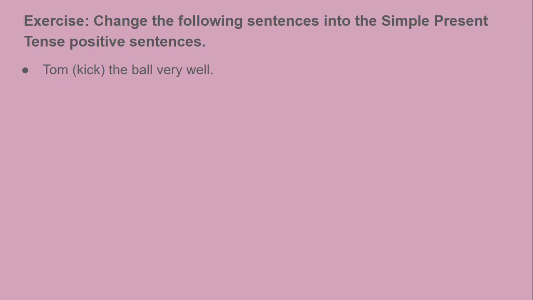Also, this cannot belong to rule 4 because rule 4 dealt with the subjects I, you, they, we. It didn't deal with he, she, it. And here we have he. So the only rule this sentence belongs to is rule 3, whereby we just add s at the end of the verb. So the sentence becomes, Tom kicks the ball very well. Okay?